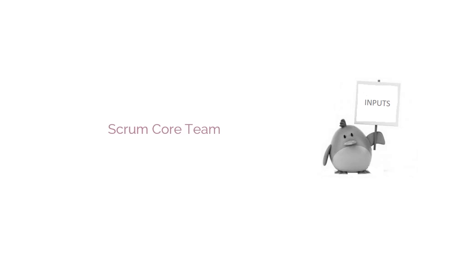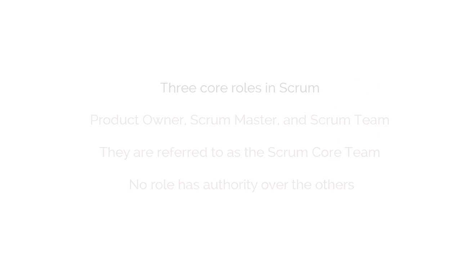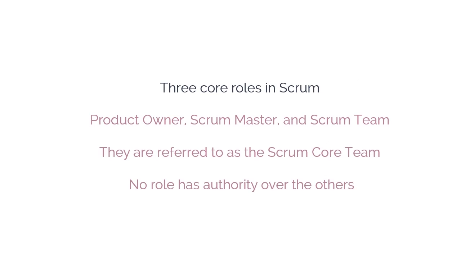The source of input in this process is undoubtedly the Scrum core team. So, how will we define the Scrum core team? There are 3 core roles in Scrum that are ultimately responsible for meeting the project objectives. The core roles are the product owner, Scrum Master, and Scrum Team. Together, they are referred to as the Scrum core team. It is important to note that of these 3 roles, no role has authority over the others. Let's meet them one by one.